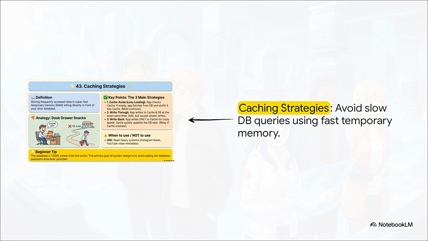Cache aside relies on lazy loading. The app just checks the cache first. Write through updates the cache and the database at the exact same time. It's super safe, but yeah, it's a bit slower. And then there's write back, where you write only to the cache for just crazy off-the-chart speed. But watch out, because you risk data loss if that cache crashes before it syncs to the database.